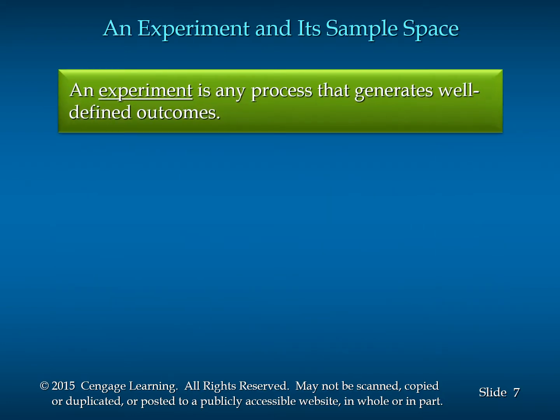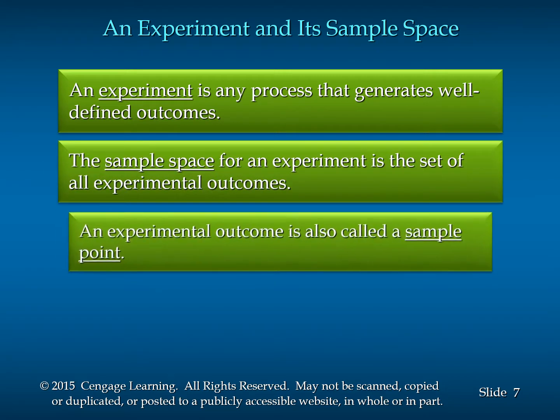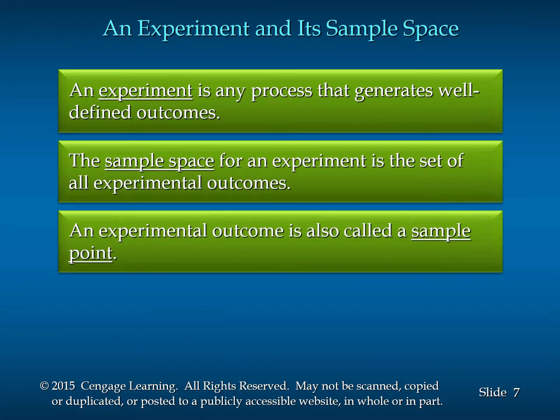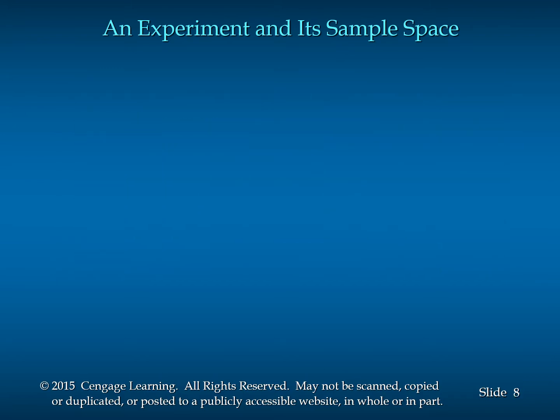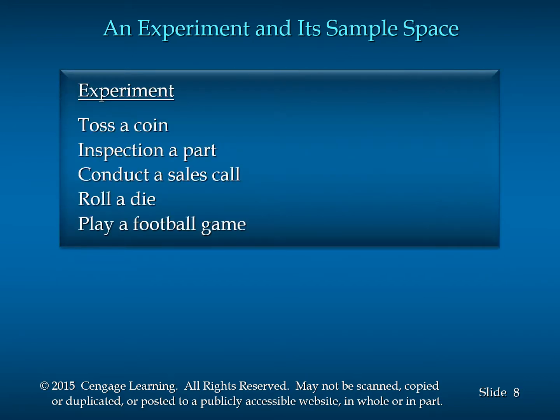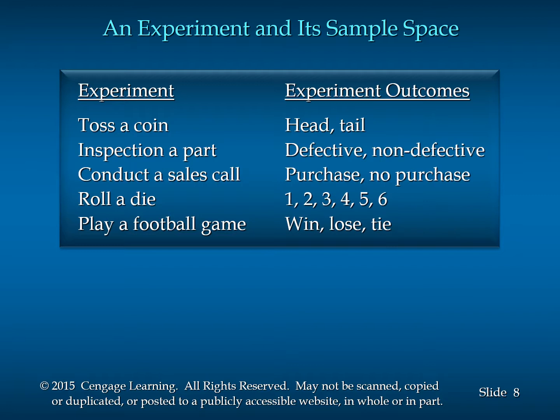Throughout this chapter, we'll use the terms sample space and sample point. The sample space is the set of all possible outcomes in an experiment or a situation. Here are some examples of sample space: tossing a coin, inspecting a part, etc.